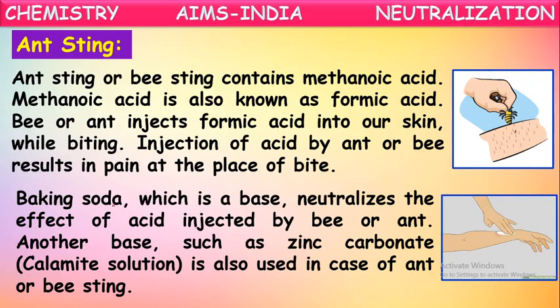So what are we doing here? Here also we are applying the neutralization reaction. When you feel pain because of the formic acid injected by ants and bees when they bite us, if you immediately apply a certain quantity of baking soda powder on the place of the bite, this baking soda, which is a base, reacts with and neutralizes this formic acid, and hence it forms salt and water there. So we get relief from that pain immediately. It is one of the applications of neutralization reactions.